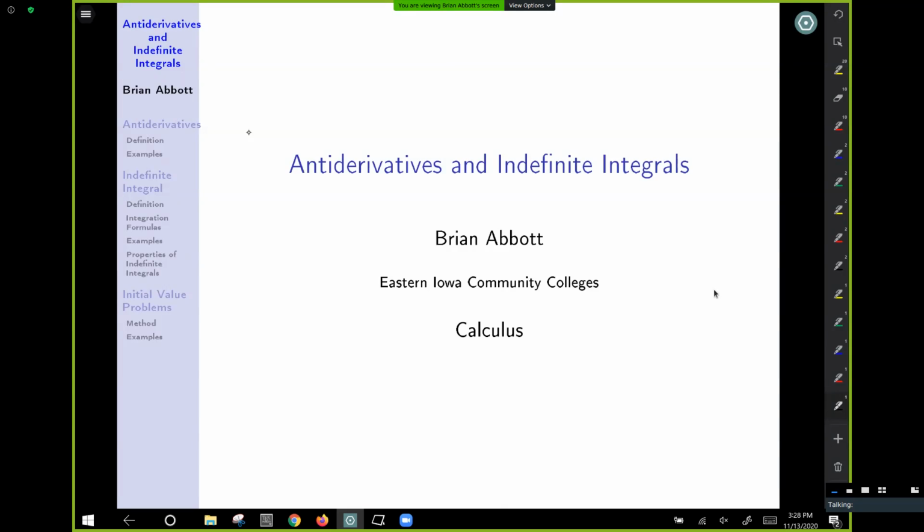All right, we're going to talk about the first topic in our unit on integration. Before we start talking about integration, we have to understand antiderivatives. So we'll start with antiderivatives and build our way towards indefinite integrals, and then we'll end this with talking about initial value problems.